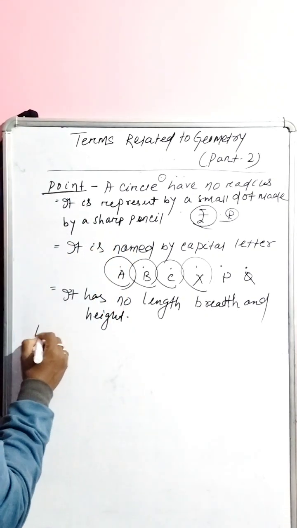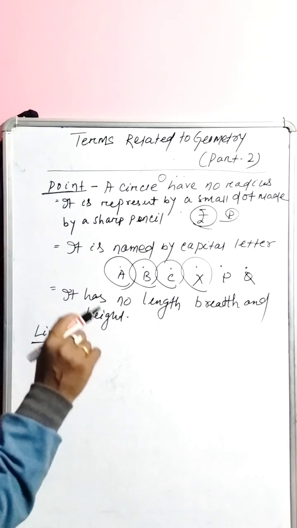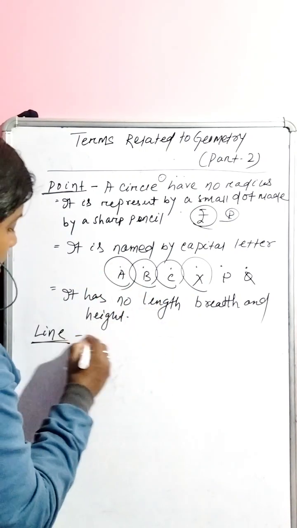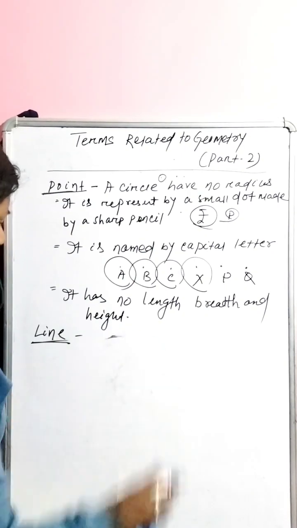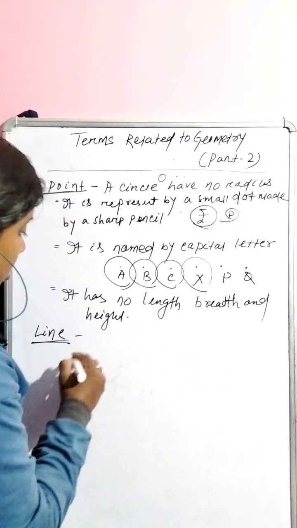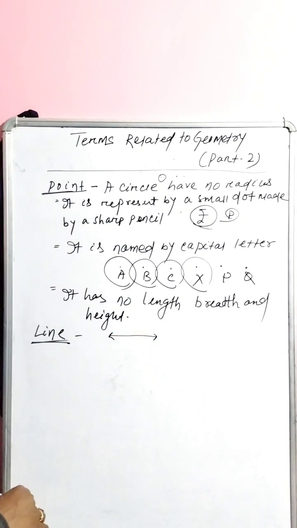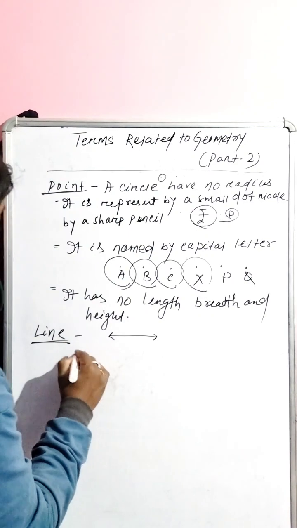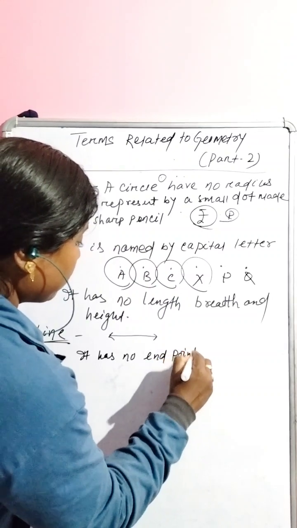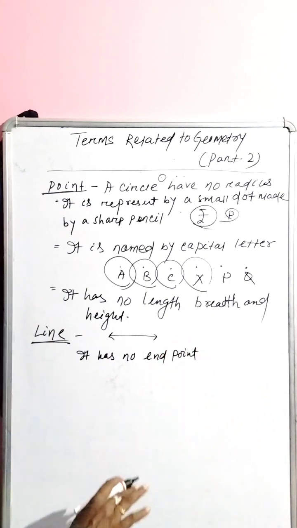Next we discuss line. What is a line? The word line refers to a straight line. But a line has no end point. It has no end point, which means it can extend indefinitely in both directions.